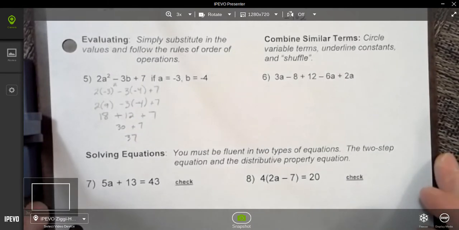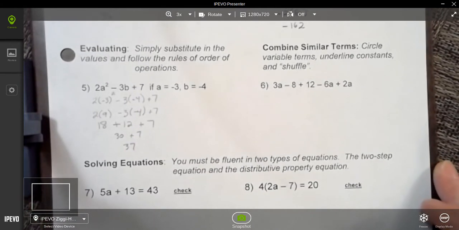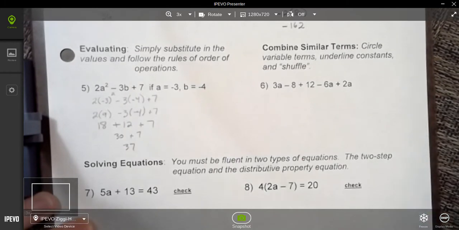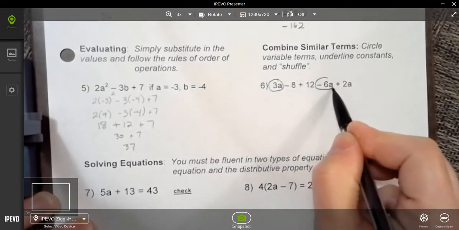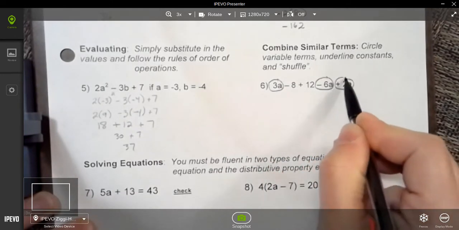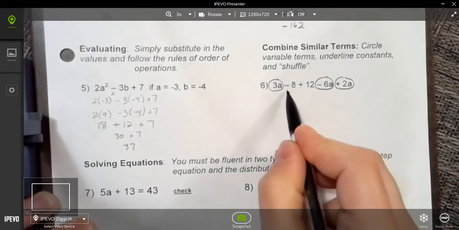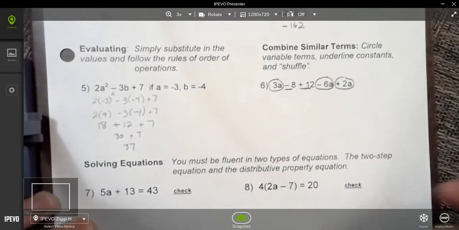In the next example, we're going to be combining similar terms. And when we practiced this way back in topic number 4, we said we were going to circle our variable terms, we're going to underline our constant terms, and we're going to shuffle the problem around so that our similar terms are next to each other. So my variable terms that are the same here, I've got a 3a, a negative 6a, and a positive 2a. And then my constants that I'll underline, I have a negative 8 and a positive 12.